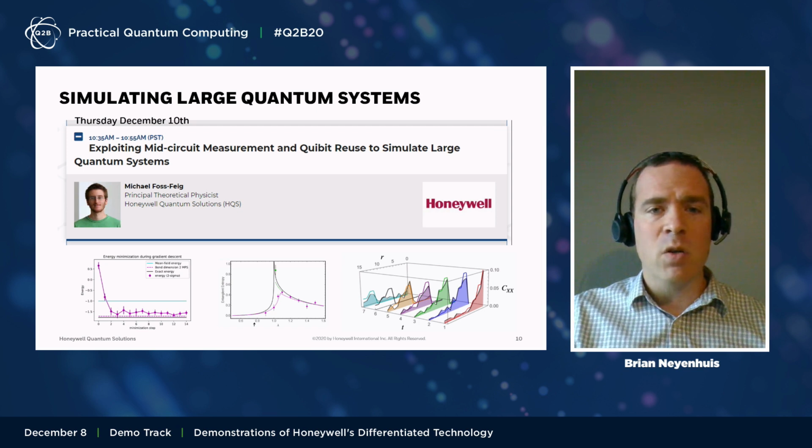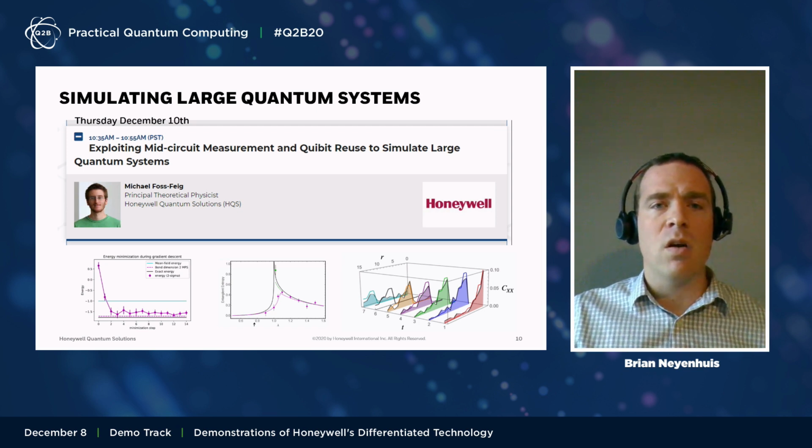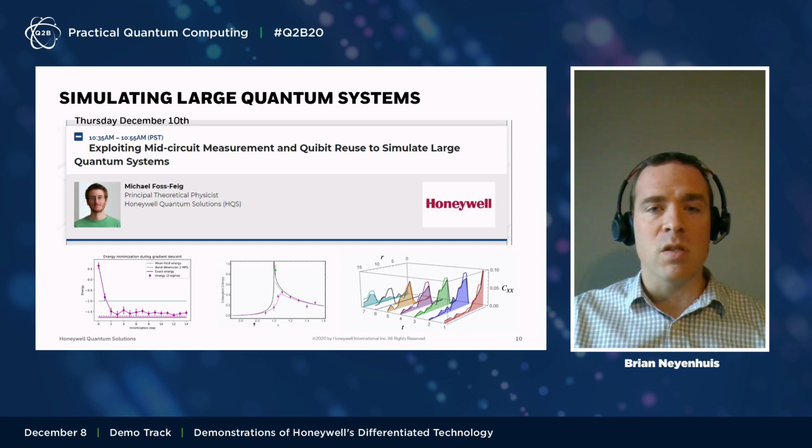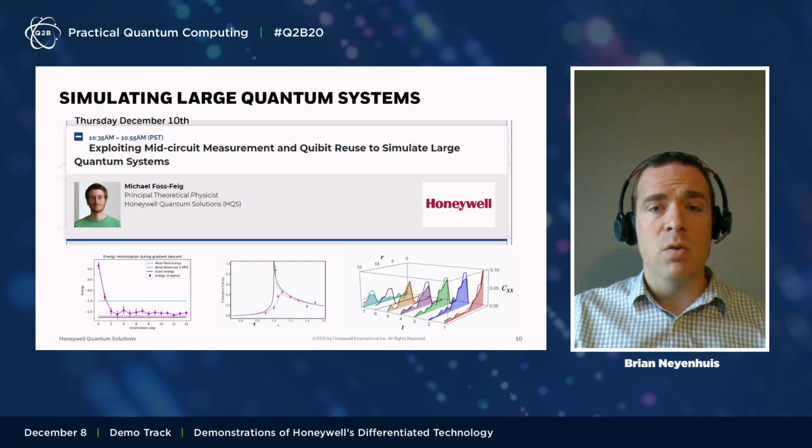Now, I don't have any time to go into it, but there is a talk on Thursday from Mike Fossweg, also from Honeywell, showing how you can also simulate large quantum systems using small numbers of qubits by, again, using mid-circuit measurement and qubit reuse. So with that, I want to turn some time over to Wojciech Burkott from BEIT, who's going to be talking about some of the experiments they've run on the Honeywell system.